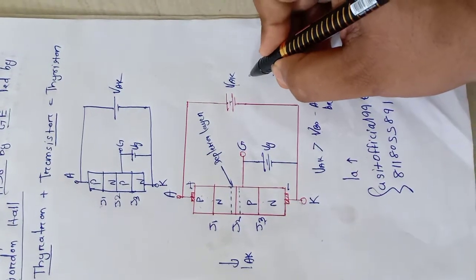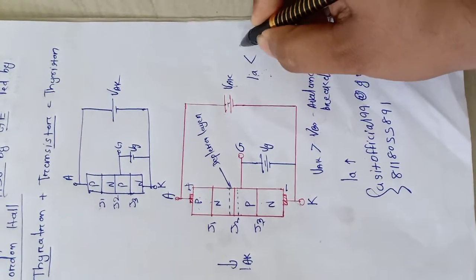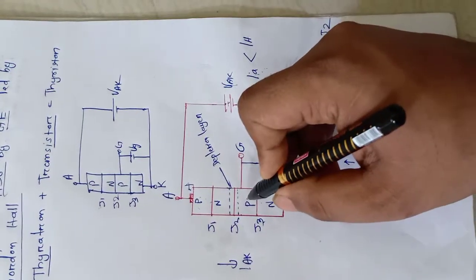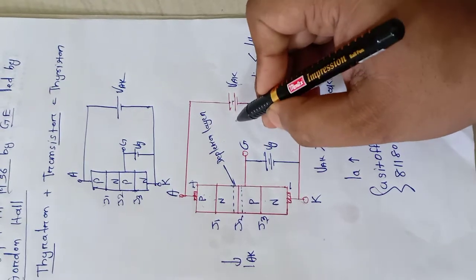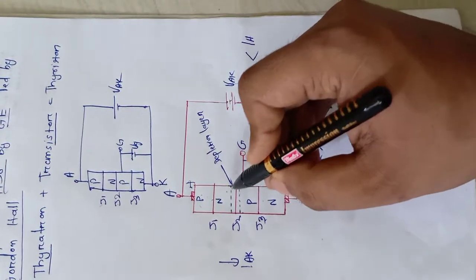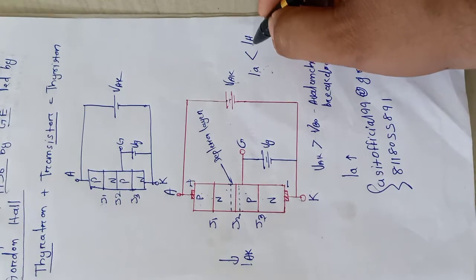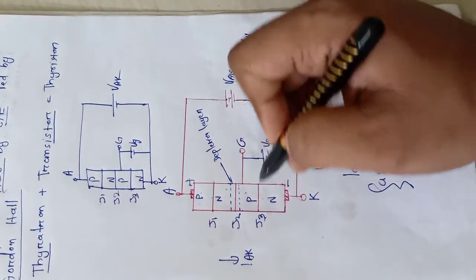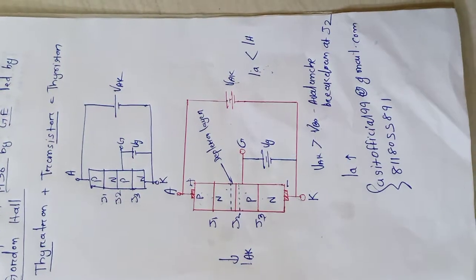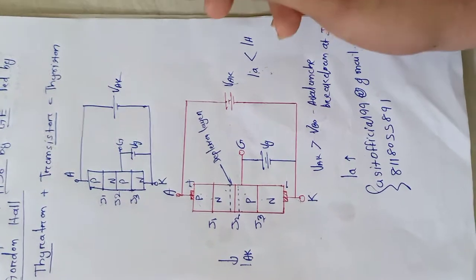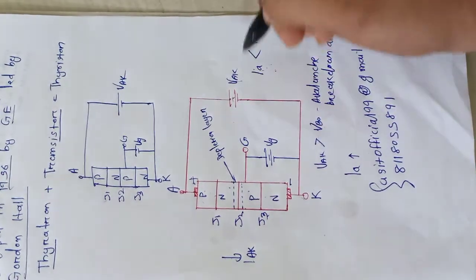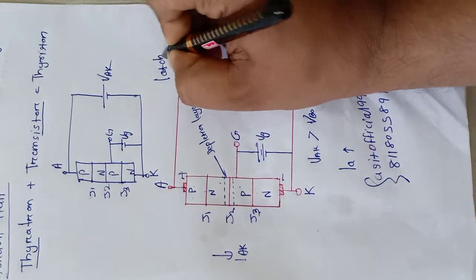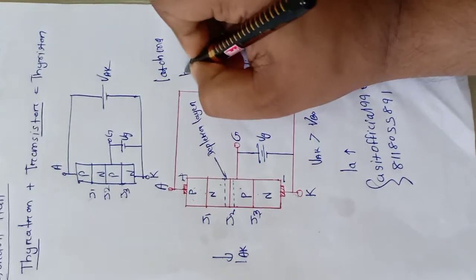So anode current IA must be less than or equal to holding current IH to turn off the SCR. So first we apply a reverse voltage, then current starts decreasing, and whenever it is less than holding current, our device will be reliably turned off. So in the turn on process, we know about latching current, and in the turn off process, we know about holding current. Latching current and holding current.